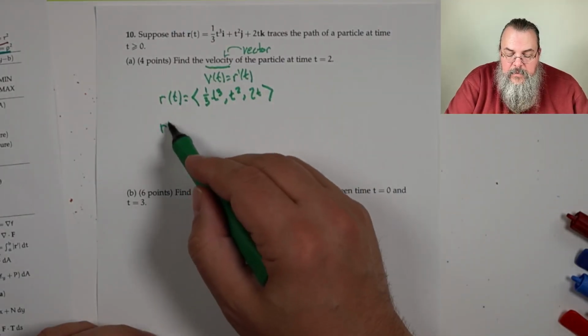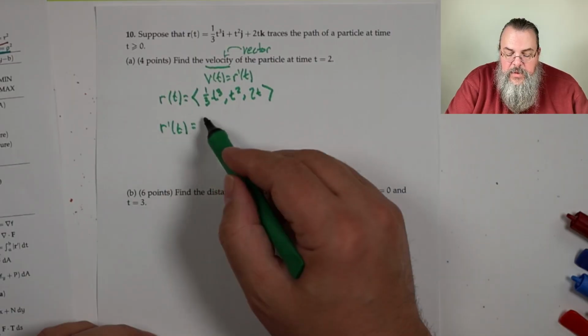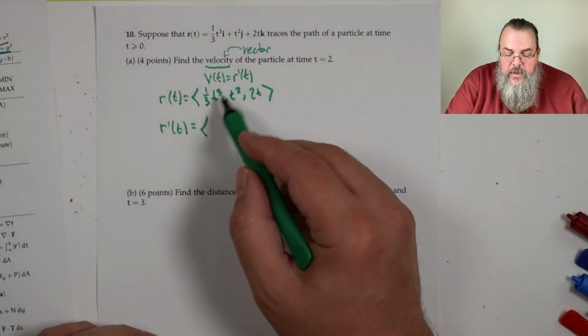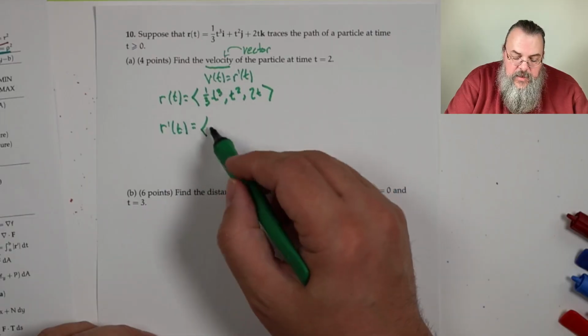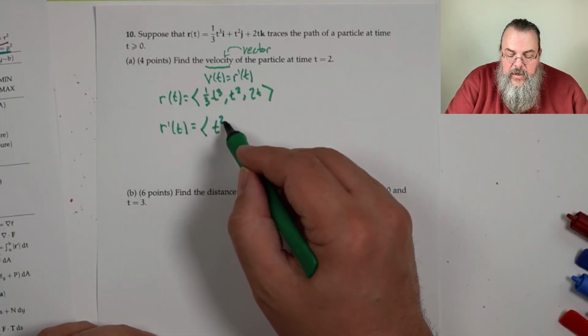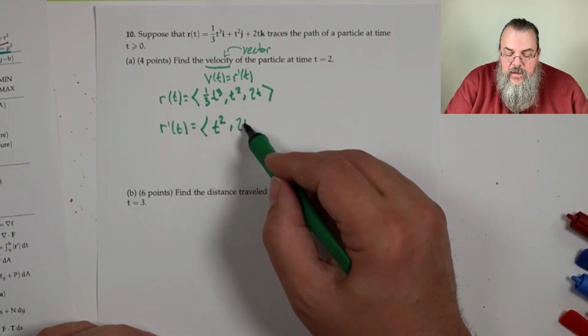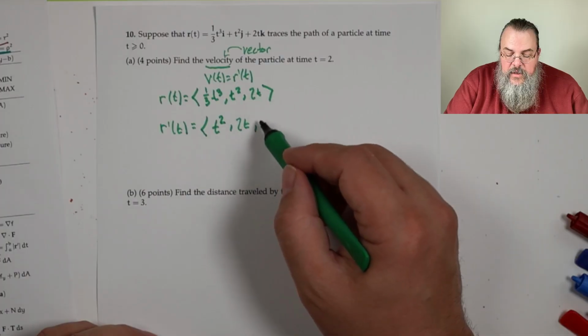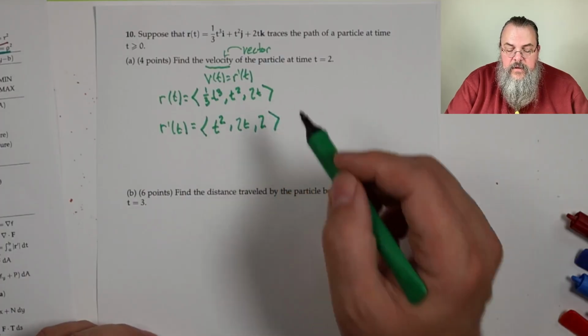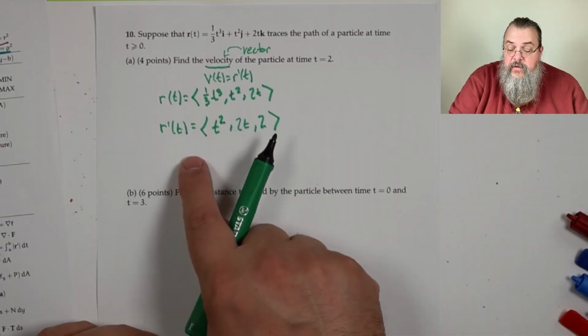So r prime of t would be, take the derivative of each one. The derivative of t cubed, the 3 comes down, so we get 3t squared. The derivative of 2t squared is 4t, and the derivative of 2t is 2. Well, that's very nice. Now, that's not the answer.